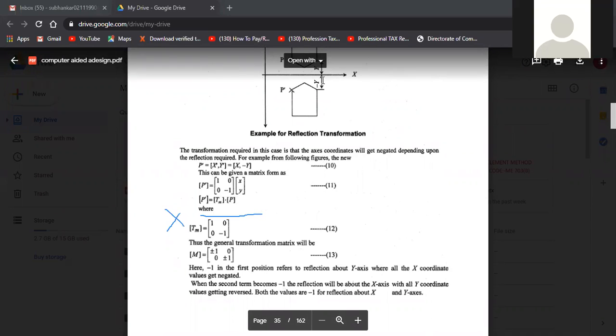So it can reflect in the negative y-axis, or the positive x-axis, or it can reflect in any quadrant, depending on the values. Yes, that is what I am telling.